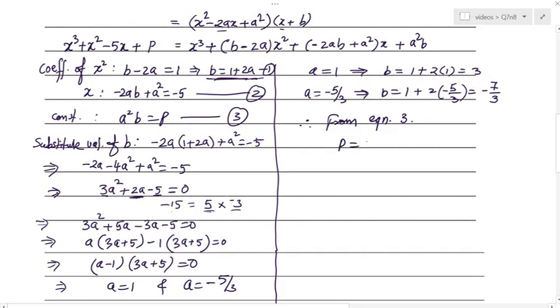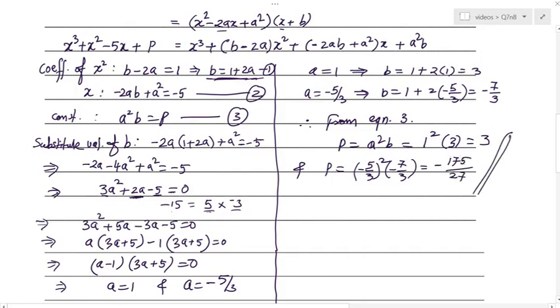p is equal to, we are going to take the first set of values. So a squared b, so a squared times b, that gives you 3, and p is equal to, again, a squared b, so a squared is minus 5 upon 3 squared, times minus 7 over 3, which basically gives you minus 175 over 27.